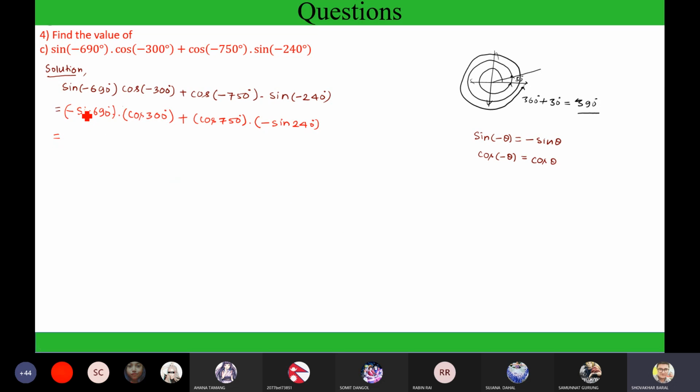So let me multiply these two. Minus a into b will be minus ab, so minus sine 690 degree times cos 300 degree minus, see here, this plus into minus will be minus. Please be careful with the plus and the minus sign. The operation is very important here. So cos 750 degree times sine 240 degree. Now I have done one step: I have changed the negative angle by using the formula, and we have got the simplified form here.